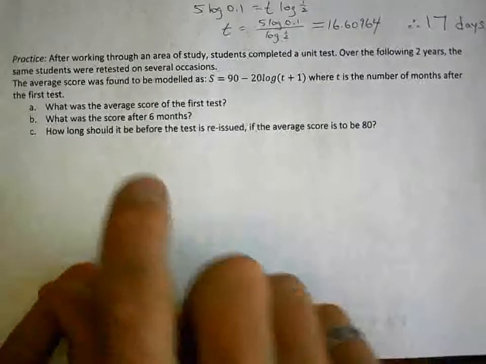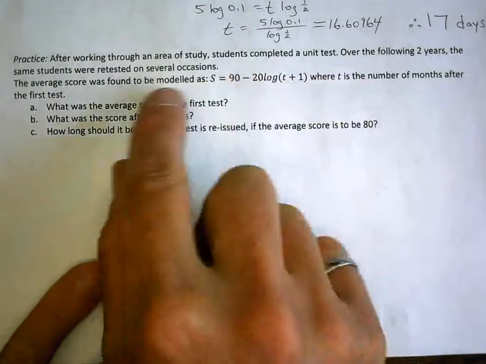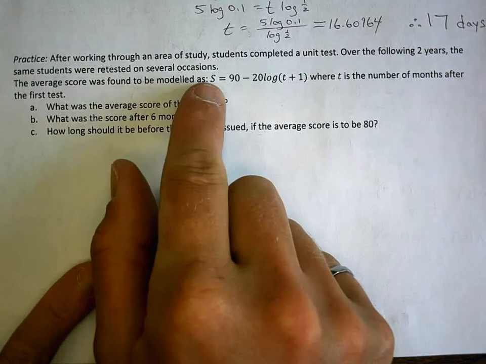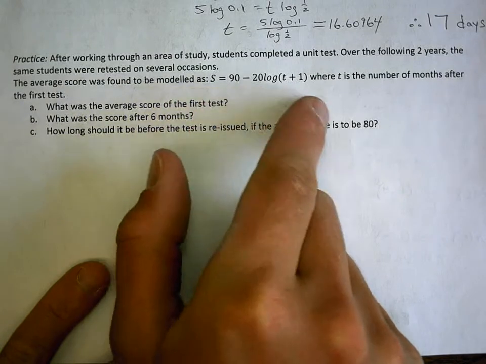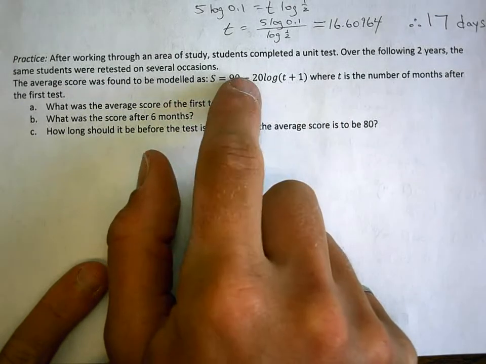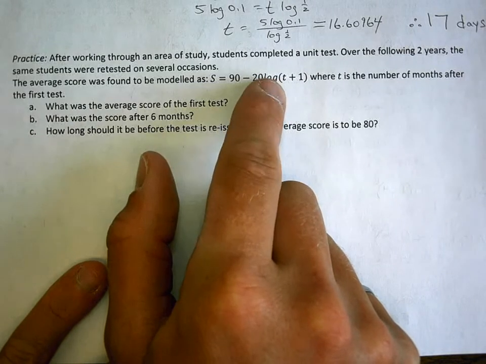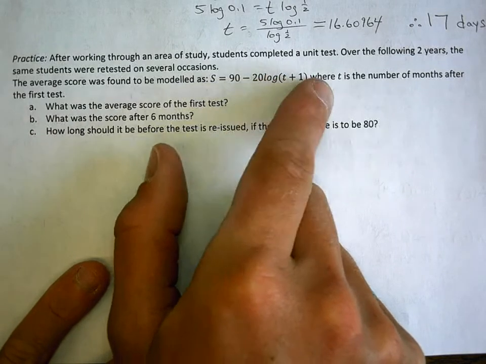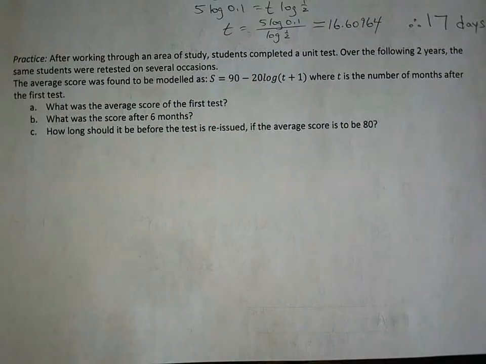This question: after working in the area of study, students complete a test. Over the following 2 years, the same students were retested on several occasions. The average score was modeled like this, where t is the number of months after the test. So essentially what they found is that you got 90% the first time, then a few months later, you've gone down to 88. Then if you sub in t equals 4 months, you've gone down to 87. They can kind of predict what your mark is going to be based on how many months since you learned the material. So, pretty neat.